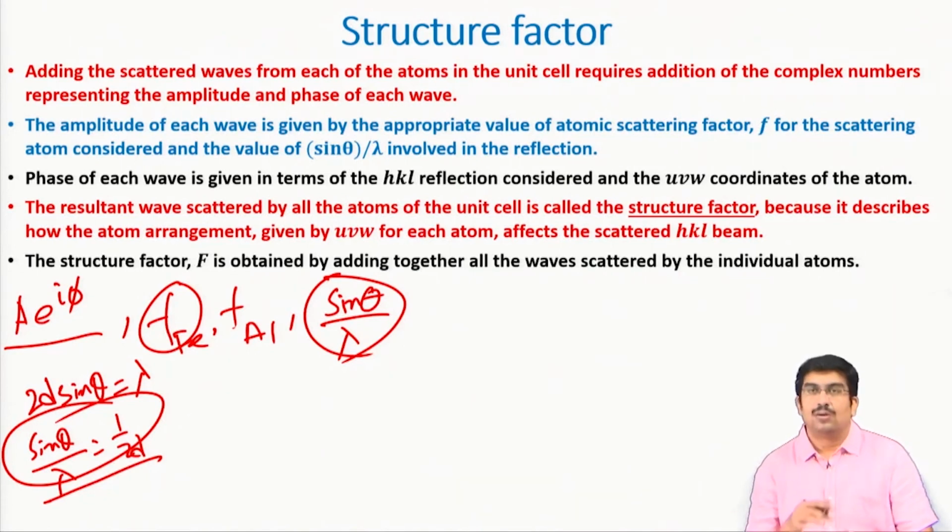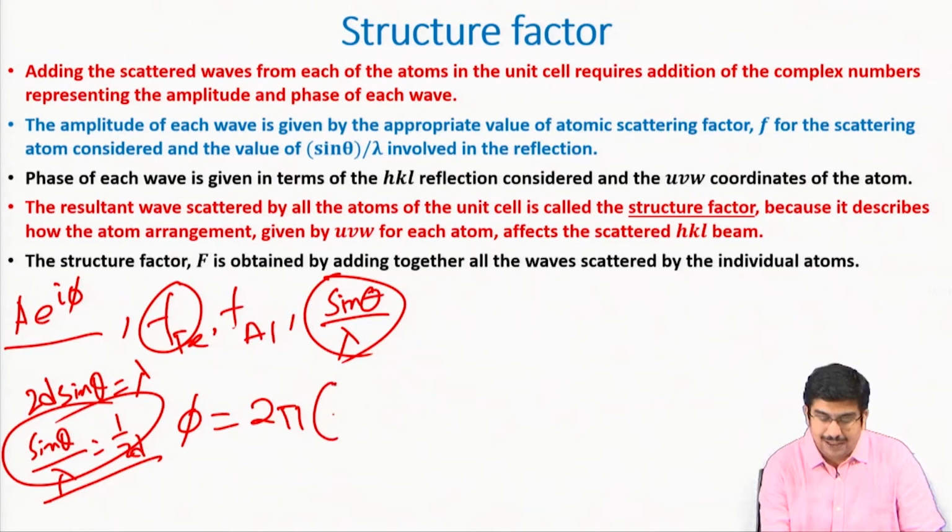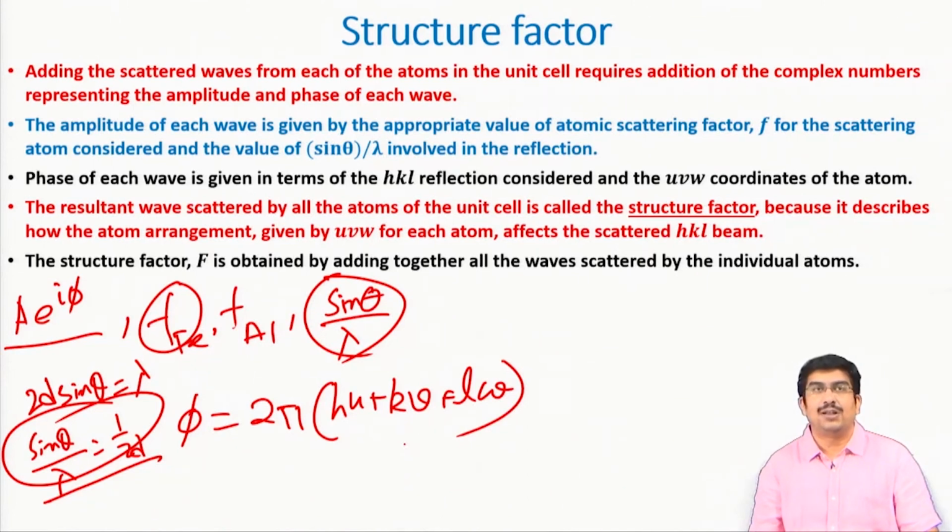So, these two we can find out, and for a single element, the f will be the same. Okay, and phase, we have already seen that the phase difference is given by this expression 2 pi (h u plus k v plus L w). So, this is the phase relationship between them.